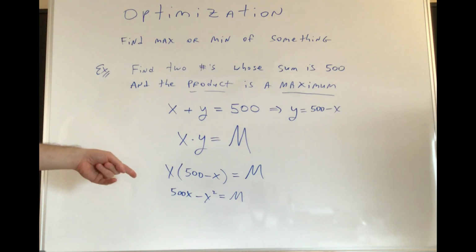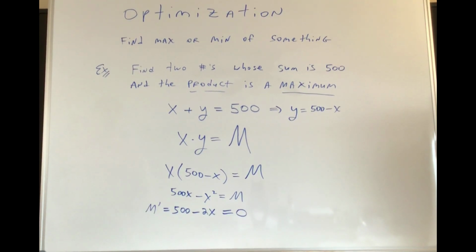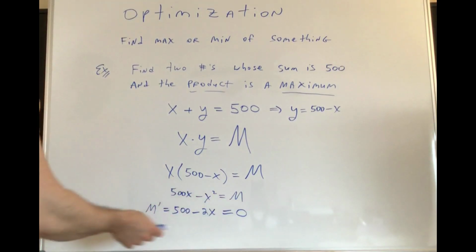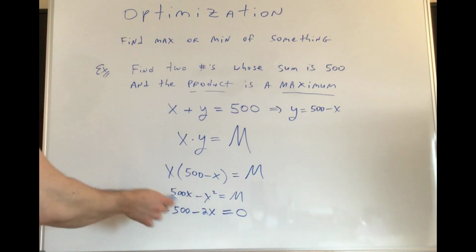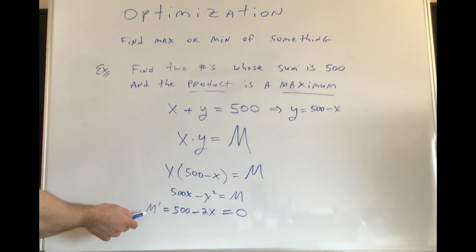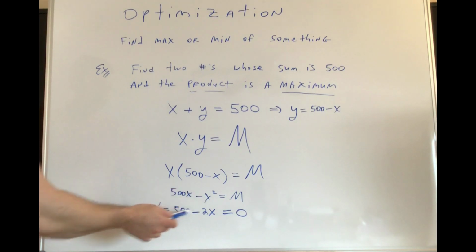Here I'm only going to get one number, and that's going to be the value of my x. So I just moved the m over to here, it's easier. I took the derivative of this equation. This is my max equation. Take the derivative, you get m prime, right? Derivative of 500x is 500. Derivative of x squared is 2x.